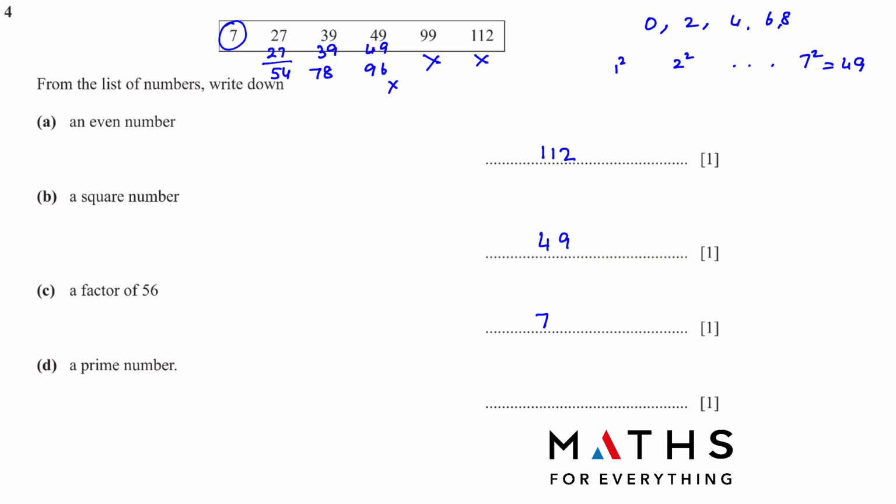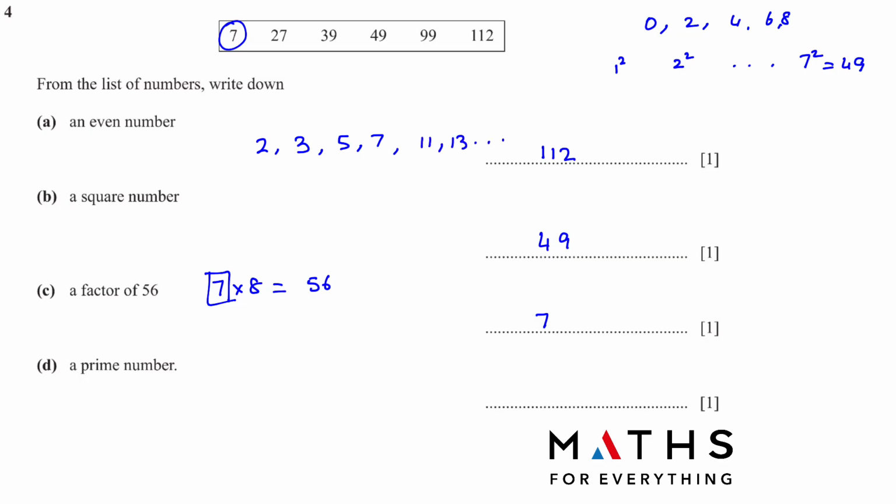This is if you don't know your times table. But if you know your times table, 7 times 8 will give you 56. So 7 is a factor. Now a prime number. Prime number is a number that is not there in any times table. So even number cannot be a prime number. I think you should know the initial prime numbers well. 2 is a prime number, 3, 5, 7, 11, 13, so on. So from here, 7 is a prime number.